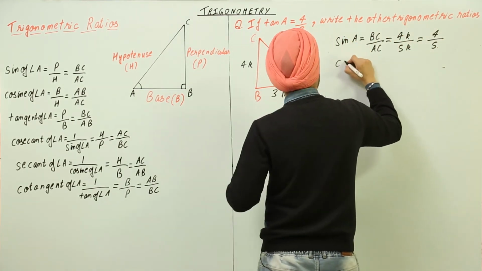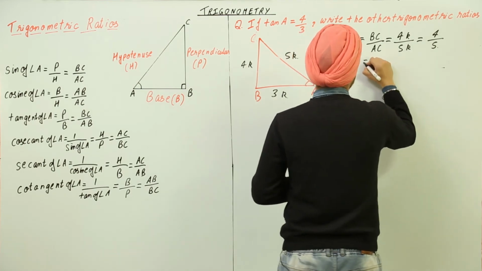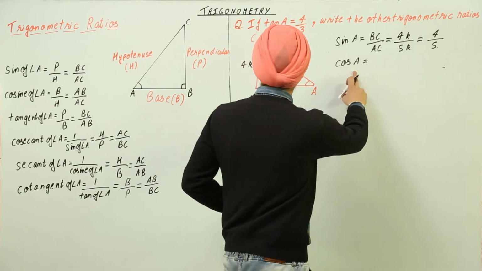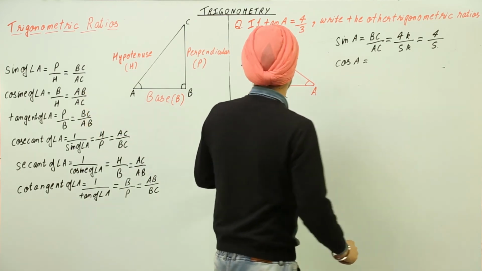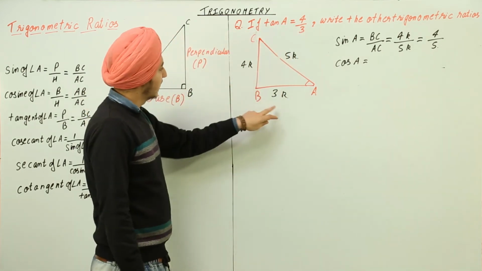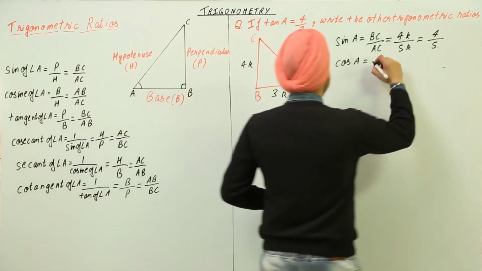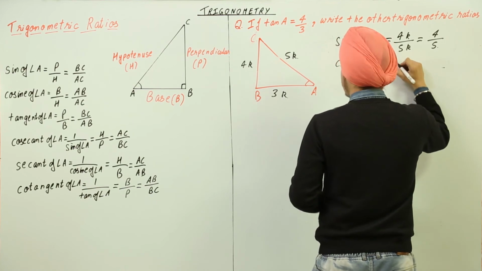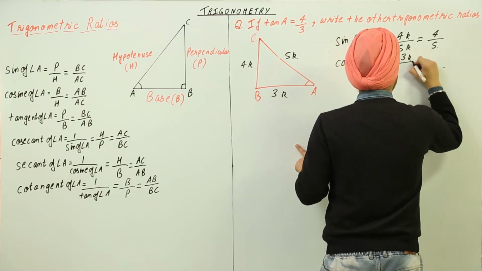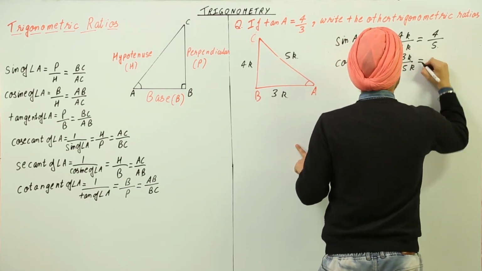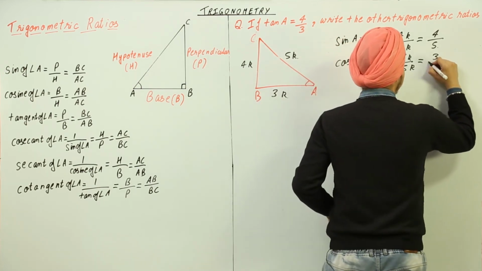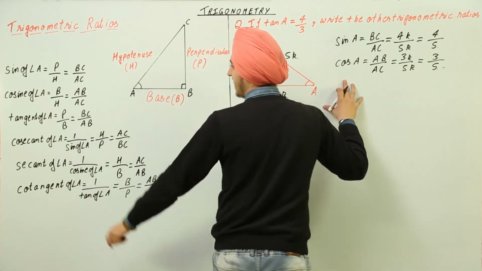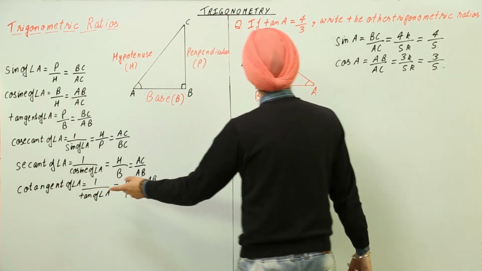Now next is cosine, or we call it cos. This is a short form for cosine. So cos A is equal to base upon hypotenuse. What is the base in this? It is AB, correct? So it is AB upon the hypotenuse AC. AB is 3K and the hypotenuse is 5K. So this ratio is equal to 3 by 5, correct? Now the next is tan of A, that is already given.